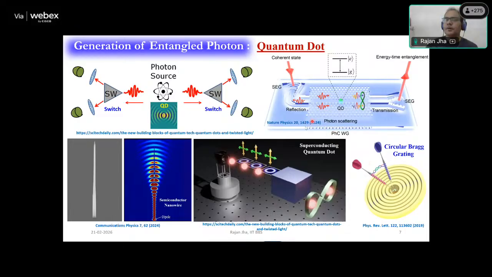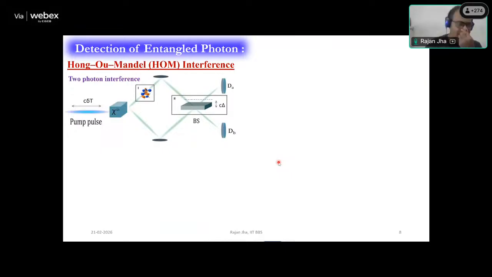This is a very recent paper from Nature Physics 2024, where they have shown that using some sort of a structure or some sort of a waveguide, if you put quantum dots in between and guide them suitably, then these are polarization entangled, and as they propagate over the waveguide, you can make them entangled in energy and time. So these are some of the ways in which people have generated these entangled photon pairs.